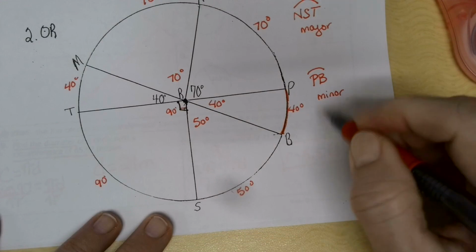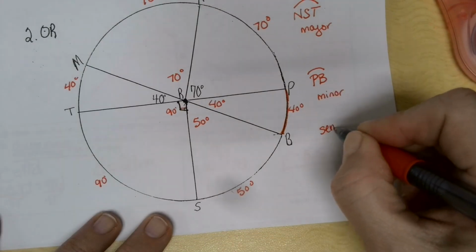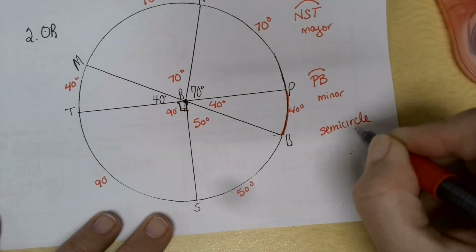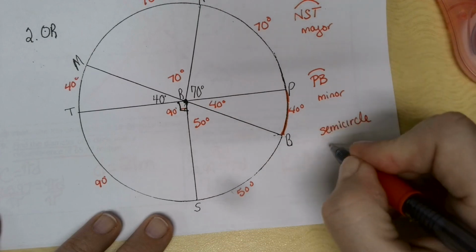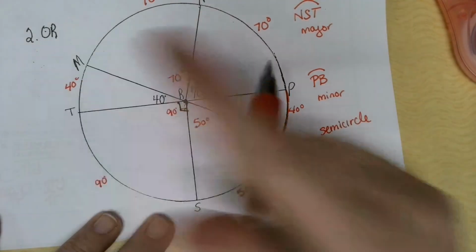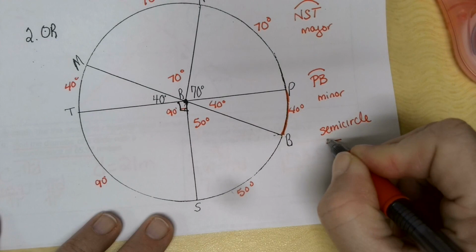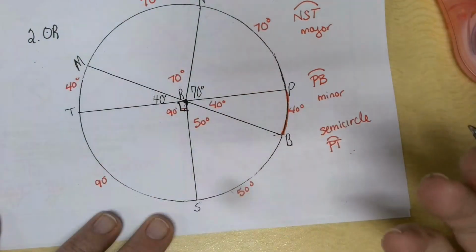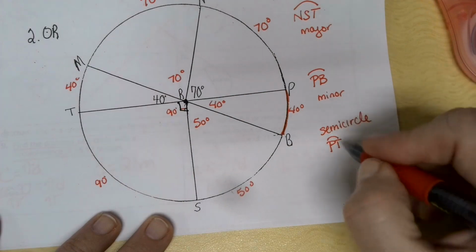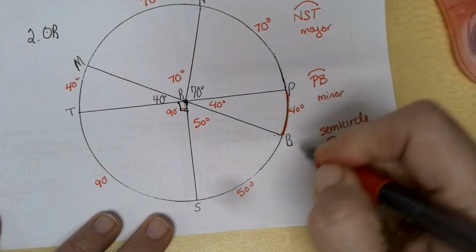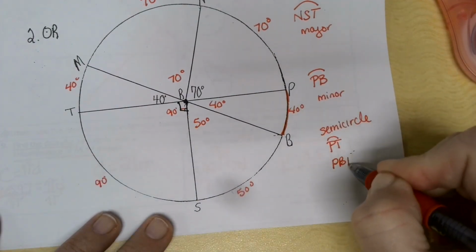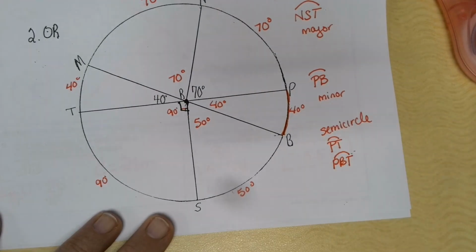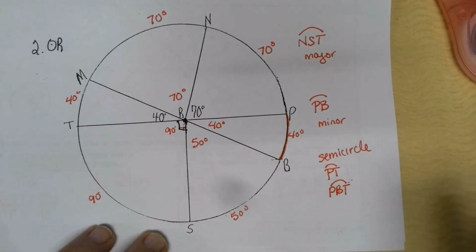A semicircle is half of a circle. And it's kind of riding the fence. You can use 2 letters. So PT is a semicircle because it doesn't matter whether I go PT this way or I go PT this way. I'm going to see that it's a semicircle. Or I can use 3 letters like PBT could also be a semicircle. Okay, so that's all the parts of what we need to know.